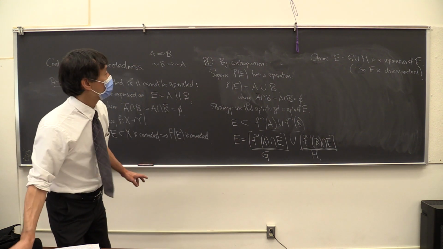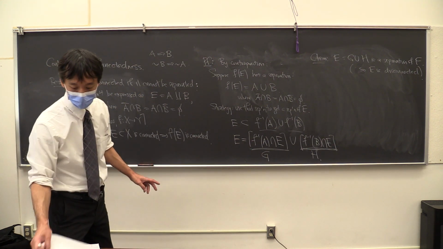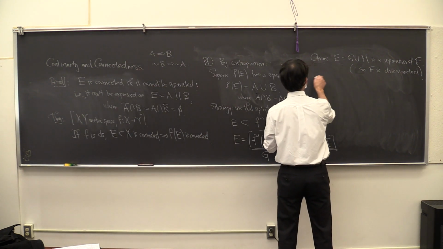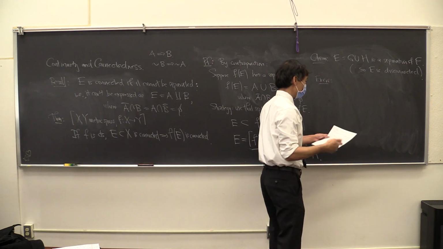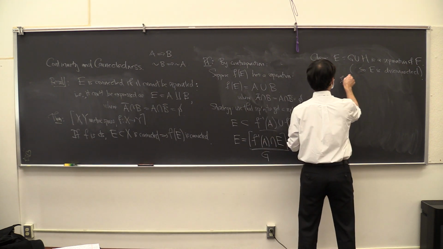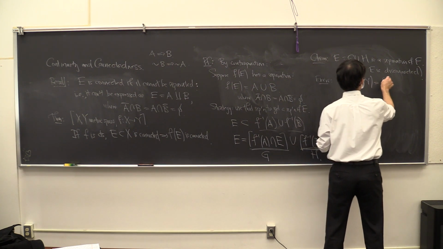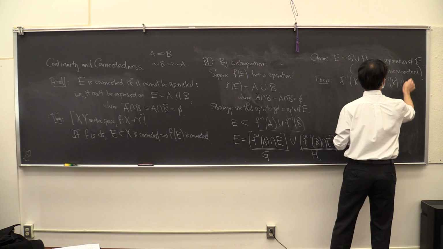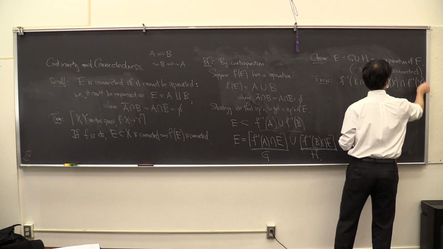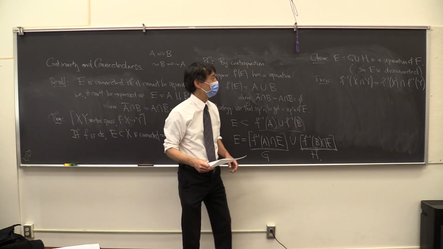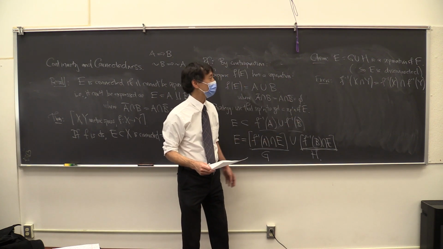Okay. So let me put up just an exercise. A simple fact that whenever you take the inverse image of an intersection, it is the same thing as the intersection of the inverse images. That's a pretty straightforward exercise.